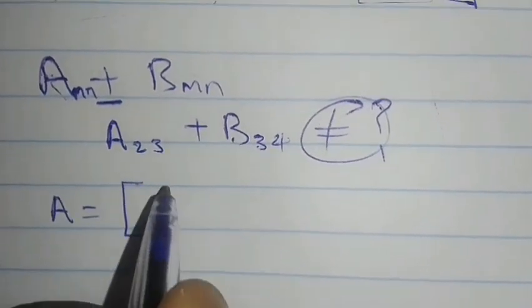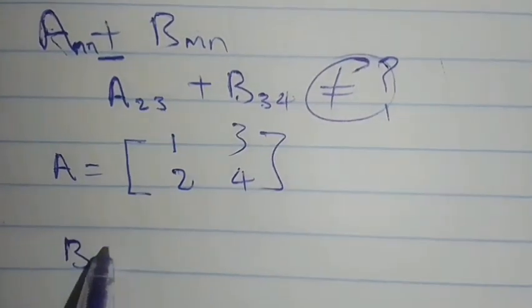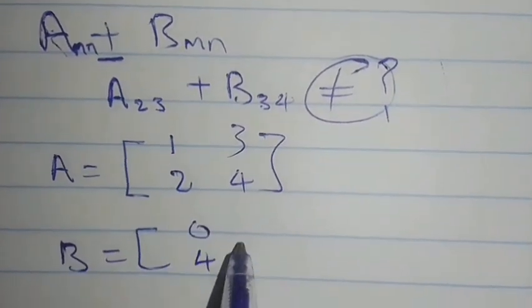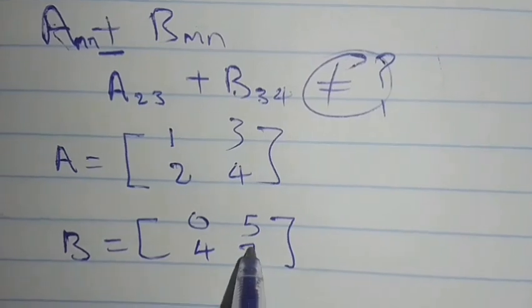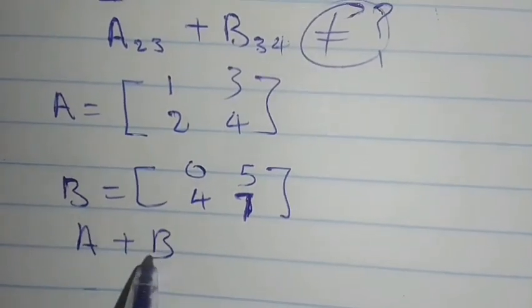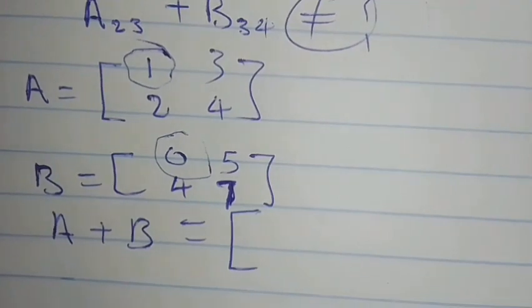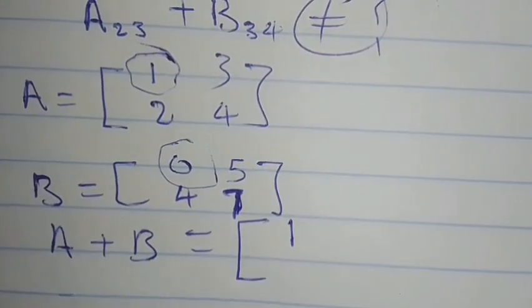Let's say I have matrix A given by 1, 2, 3, 4, and matrix B given by 0, 4, 5, 7. Then let's say I want to find A plus B. How do I find A plus B? You just add the corresponding entries. Row 1, column 1, add that with row 1, column 1. So we have 1 plus 0, that's just going to give us 1.